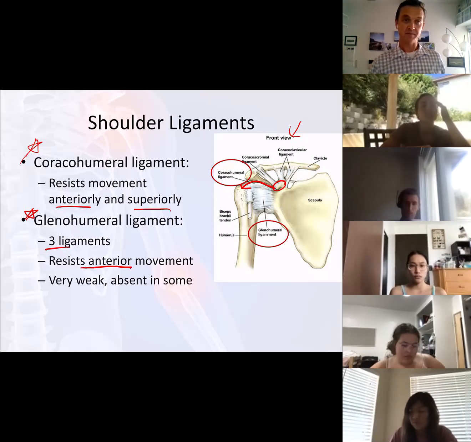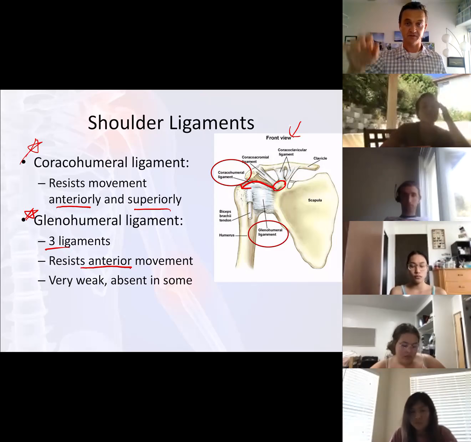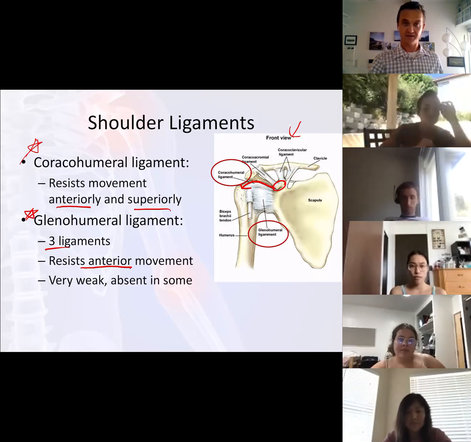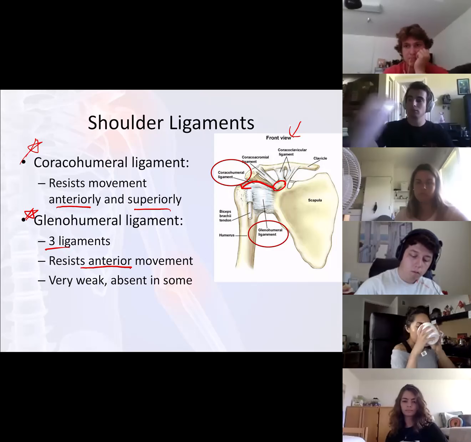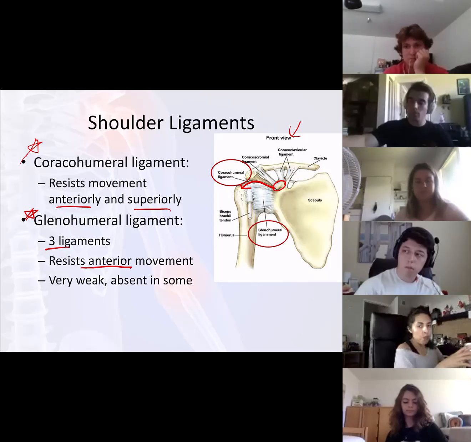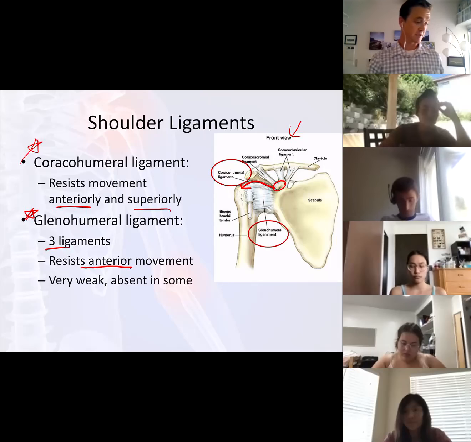Okay. How many people have dislocated a shoulder before? Leave your hand up for a second as I scroll through. Okay. Yeah, got a couple there. Yeah, got a few. Yeah, so it's somewhat of a common injury, right? It happens quite a bit.